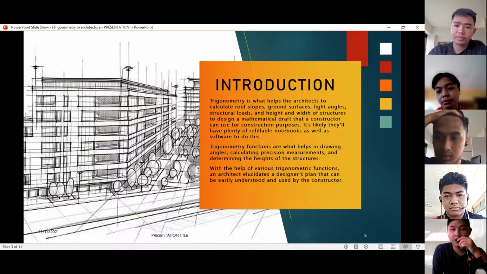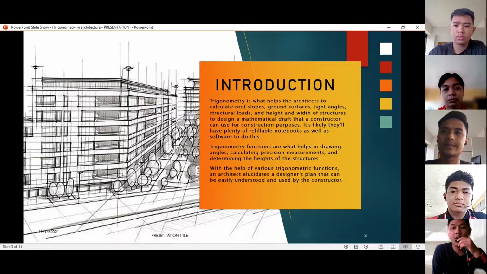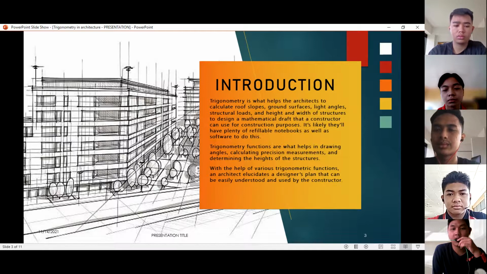Second, trigonometry functions are what help in drawing angles, calculating proportions, measurements, and determining the height of a structure. With the help of various trigonometric functions, an architect elucidates a designer's plan so that it can be easily understood and used by the constructor.